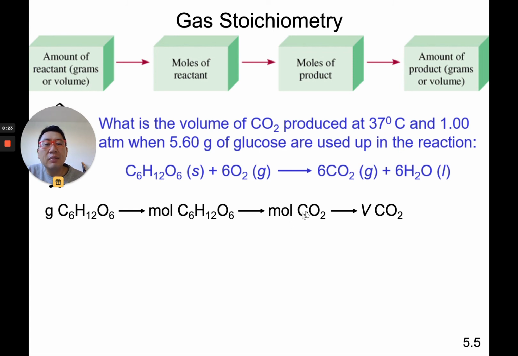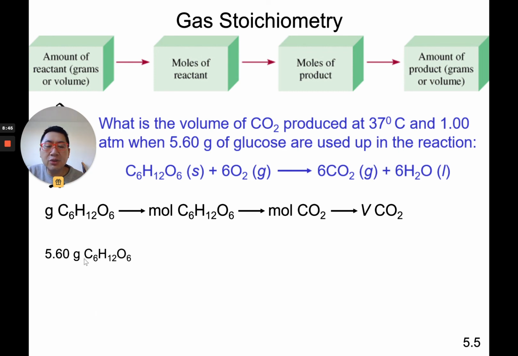And how do I find the moles of carbon dioxide? Given grams of glucose, stoichiometry. If I was given 5.6 grams of glucose in this balanced equation, it's already balanced. All I know is 1 mole of glucose makes 6 moles of carbon dioxide. Coefficient 1, 1 mole of glucose makes 6 moles of carbon dioxide. But I'm given grams, not moles.